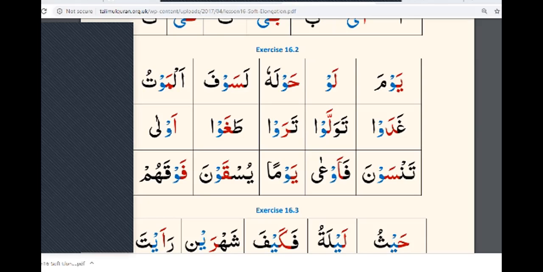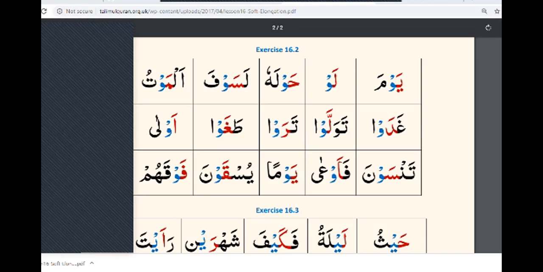Lasofa. Lasofa. Beautiful. And the last one. Al-mautu. Al-mautu. Lovely. Well done. Excellent. So, should we have another go? Let's go through the whole line again from the beginning.